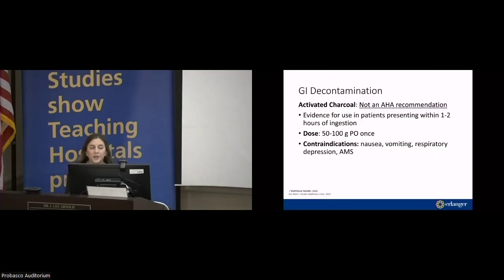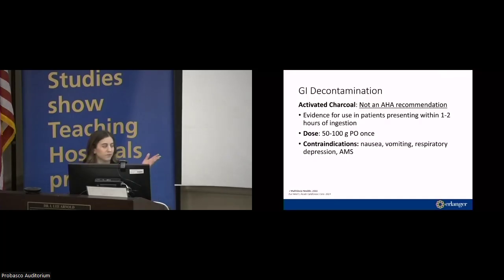So we'll talk a little bit about GI decontamination. Again, it's not an AHA recommendation. There has been some evidence for use in patients that present within 1 to 2 hours of ingestion at a dose of 50 to 100 grams PO one time. But it causes a lot of issues: nausea, vomiting, respiratory depression, altered mental status. There's a really high risk of aspiration, and it can hurt patients that are hemodynamically unstable.